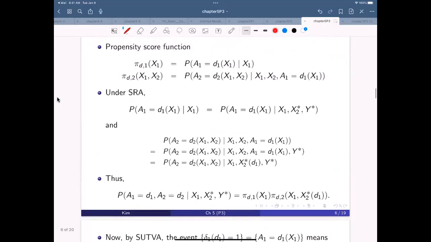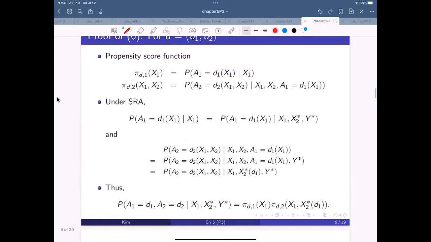First of all, on the SRA, this is a potential outcome. Conditional on the history, A is conditionally independent of the potential outcome. So the first line should be true.